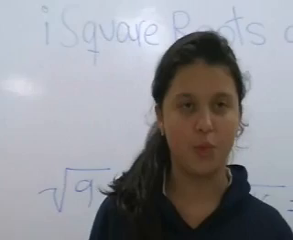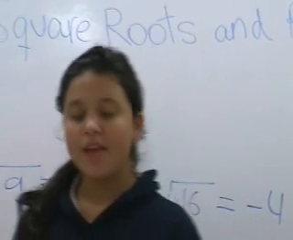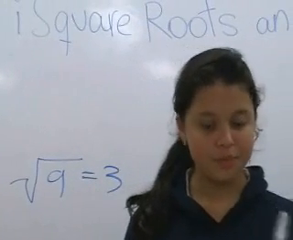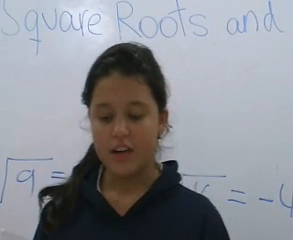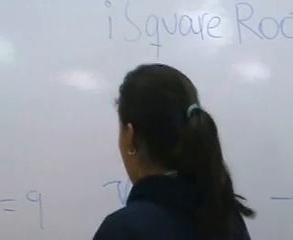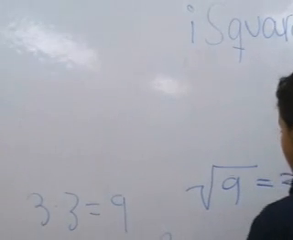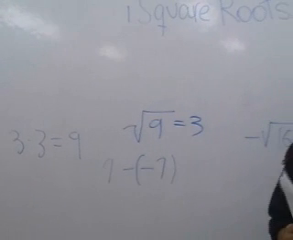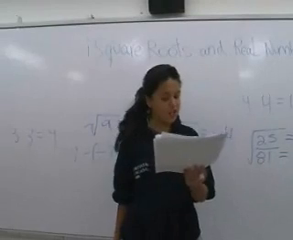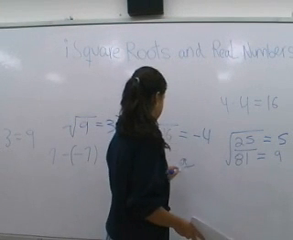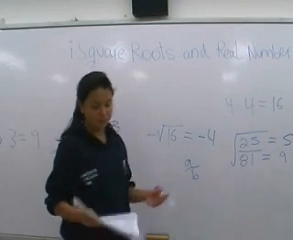Natural numbers. The natural numbers are the counting numbers: 1, 2, 3, 4. The whole numbers are the natural numbers and the 0. The integers are the whole numbers and their opposites. So 1, minus 1. 2, minus 2. 3, minus 3. The rational numbers are expressed as a fraction. So it will be like this. In a fraction.